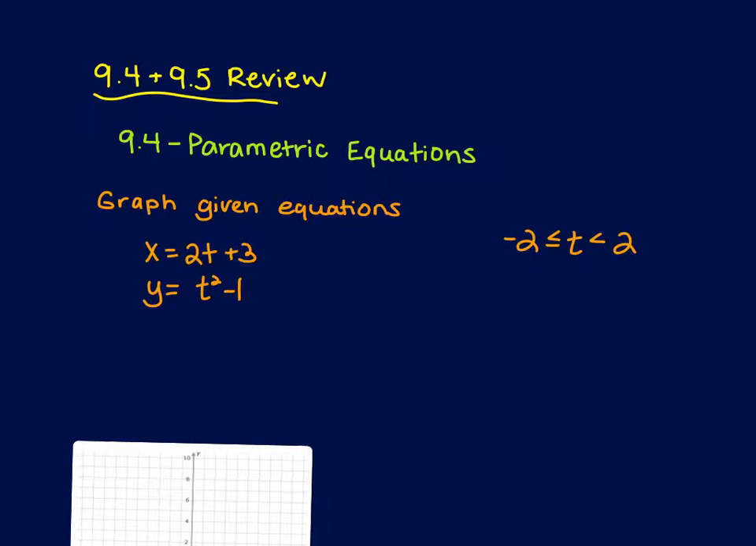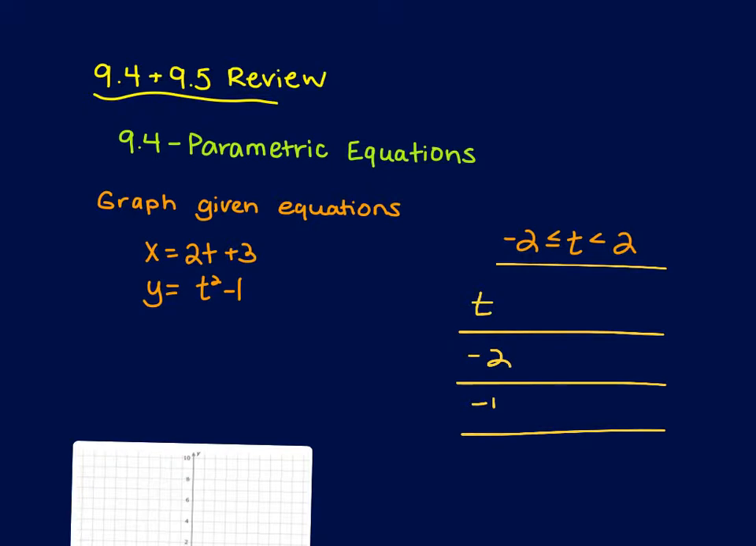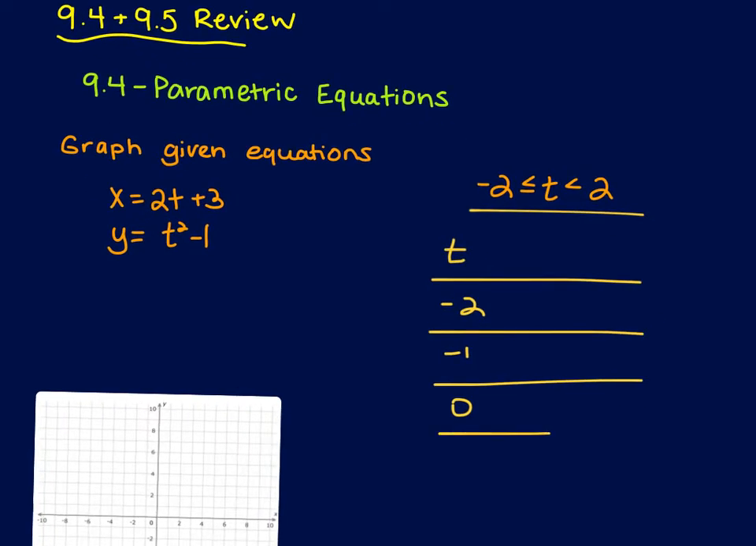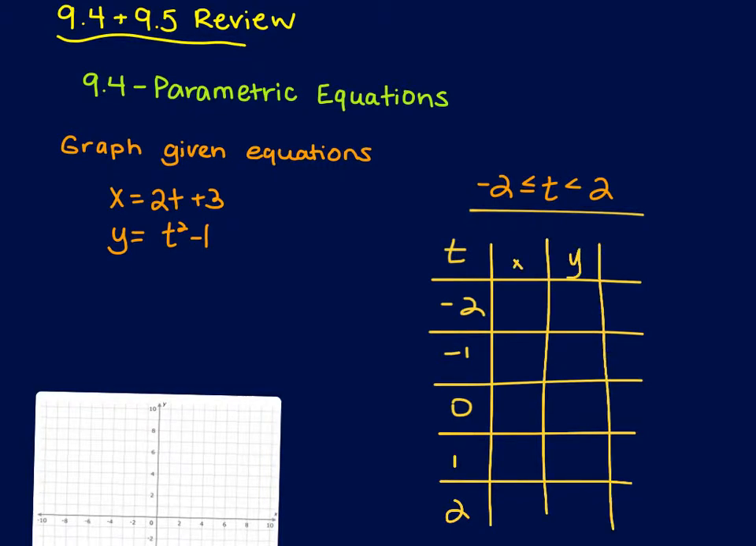That's how they're different. So if you were given the range of -2 to +2, then you're going to take and plug those values in for t. So -2, -1, 0, 1, and 2. And you're going to plug it into the x, and then you're going to plug it into the y, and then put those together to get your x, y coordinates.